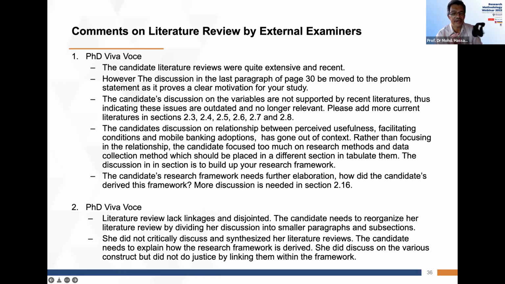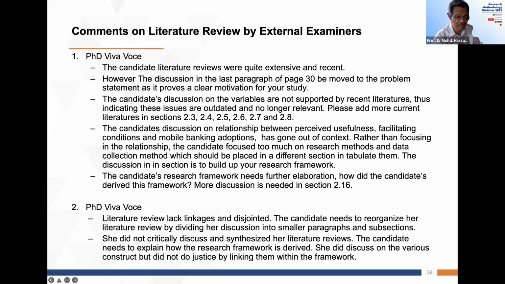Sometimes there are things that should be in chapter 1, and you may have missed moving them there. For example, you discuss at great length the motivation of your research, but you did not place it in chapter 1 to support your problem statement. So this is the comment made by that examiner.